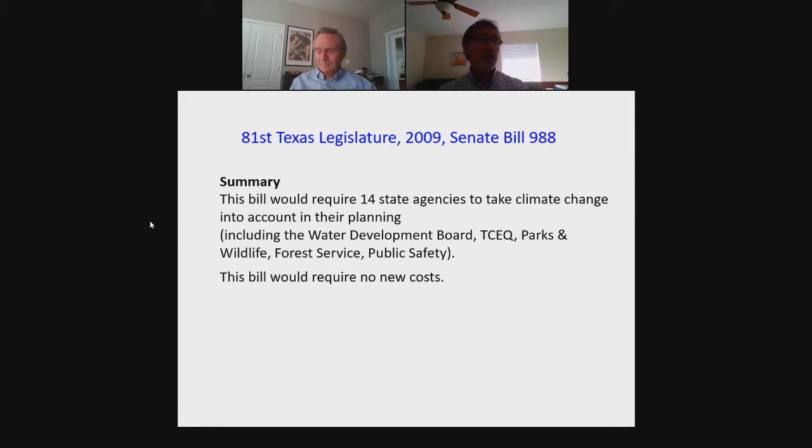This bill would require no new costs. Why? Because all these agencies undergo regular planning anyway as part of their charge. All it's saying is when you're doing that regular planning, make climate change one of the things you take into account. In my opinion, this seemed like a fairly innocuous first step we might take to be ready for the change that is coming our way.